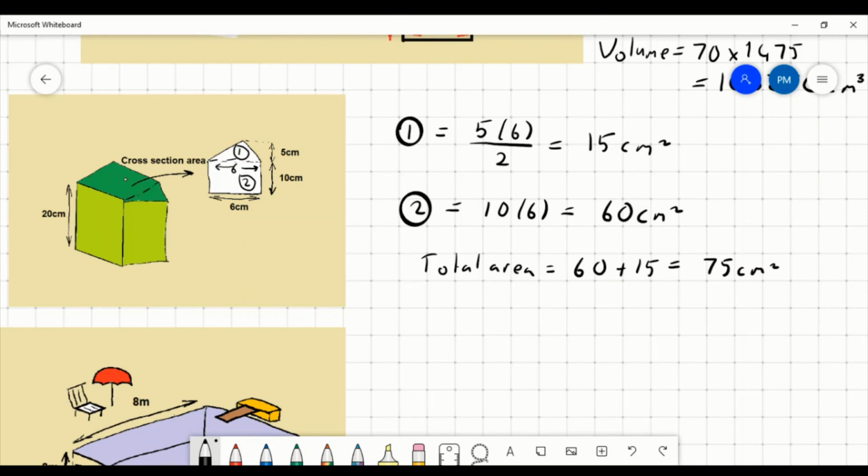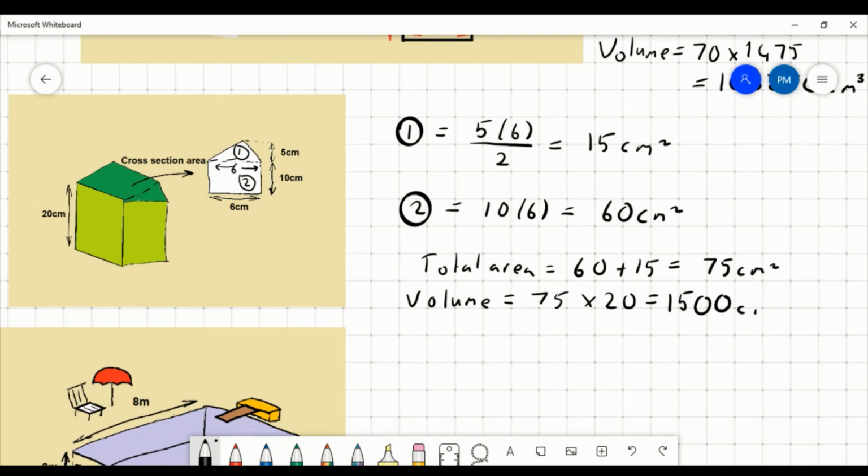So then we can find our volume. It's going to be our cross-section area multiplied by our height. So we're going to get 75 multiplied by 20, which is going to give us 1,500, I think, and I'll just double check it here. 1,500.